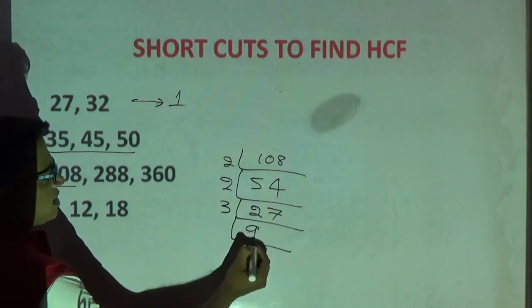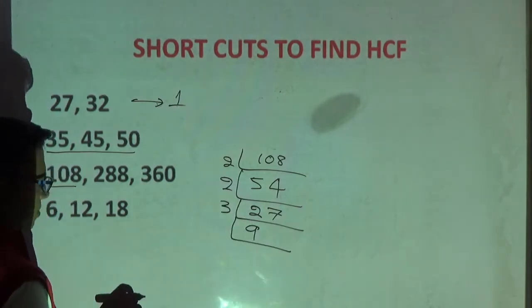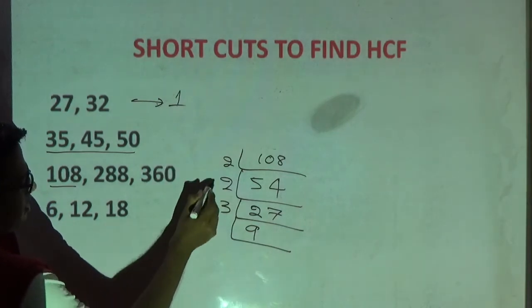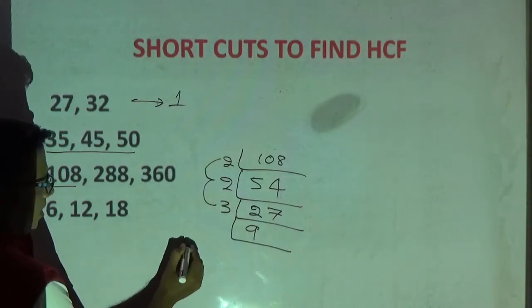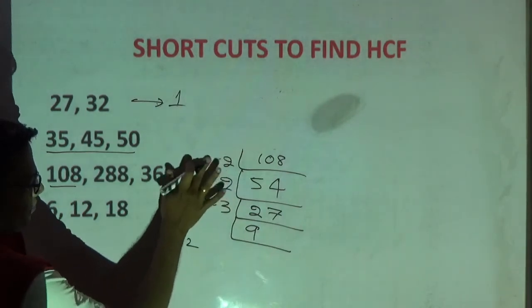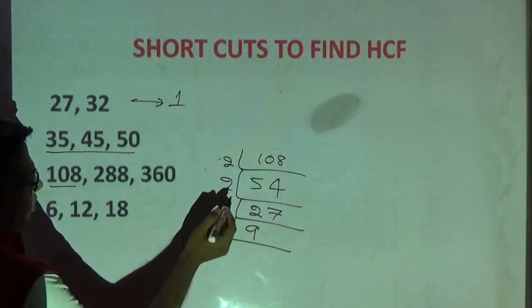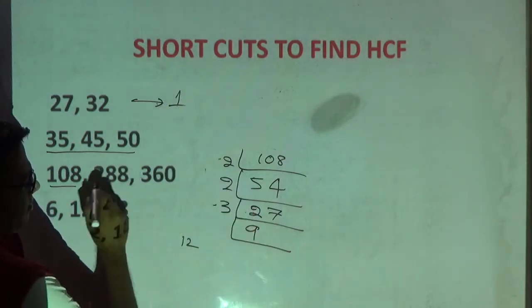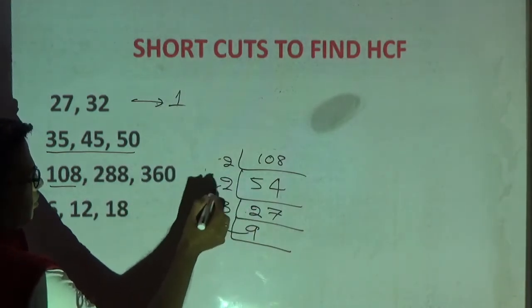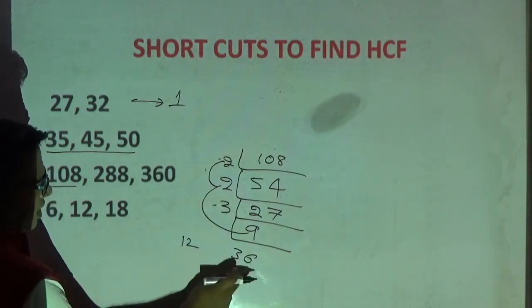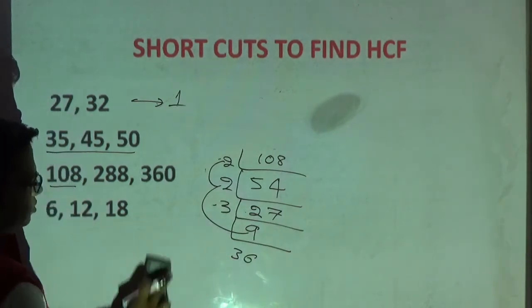3 9s is 27. Okay, now please observe here. 3 2s are 6, 6 2s are 12. Okay, now another factor, 12. Now 9 3s are 27. 27 2s are 54. I already told you 54 is not divisible. Okay, then 9 2s 18. 18 2s are 36. 12 is a factor of 36. You just consider 36 only now.